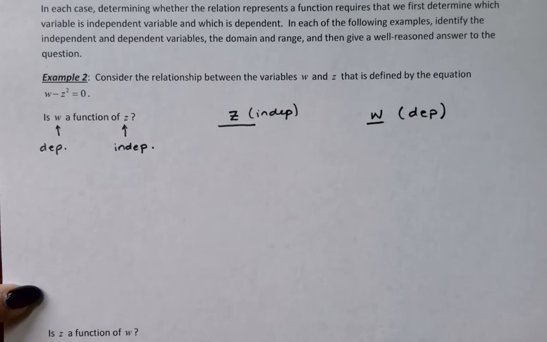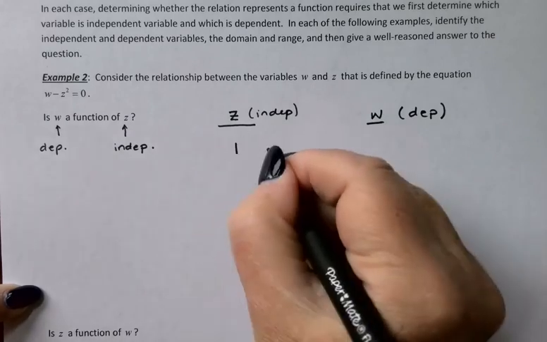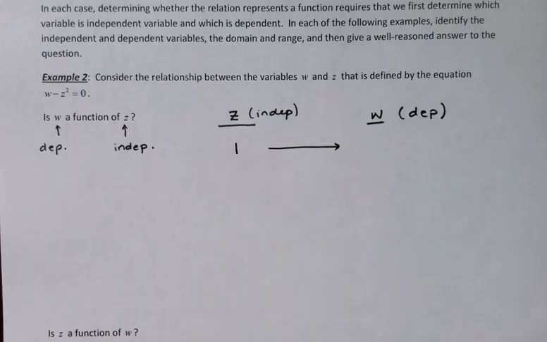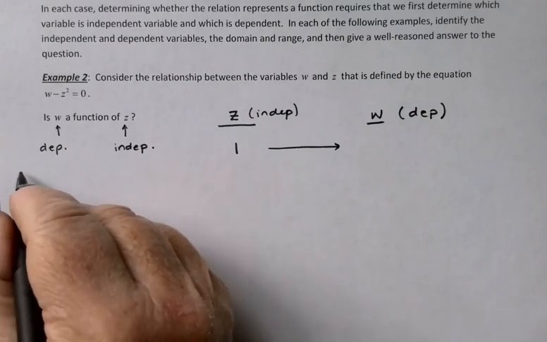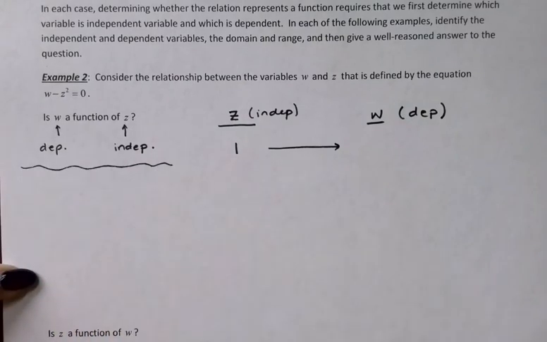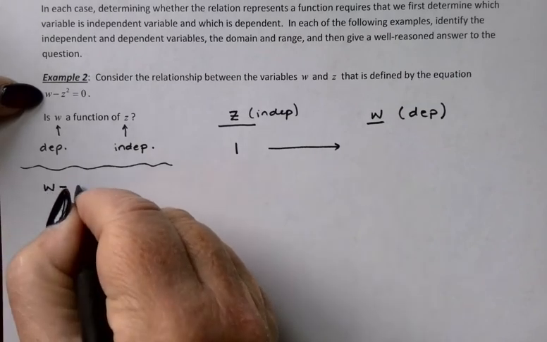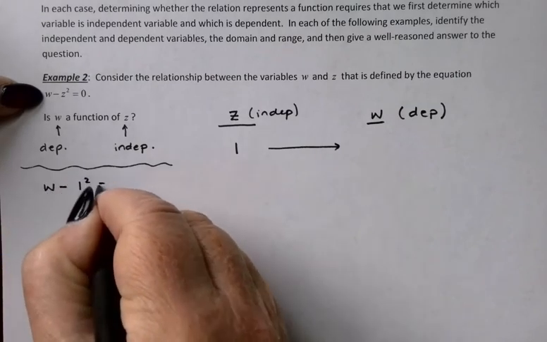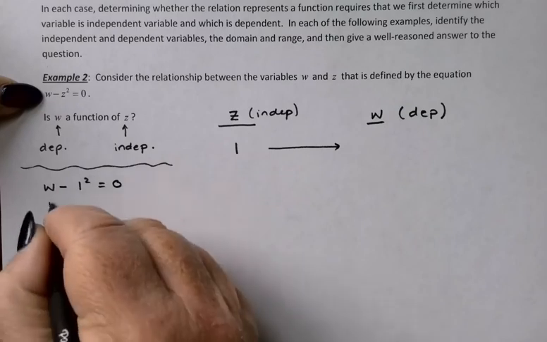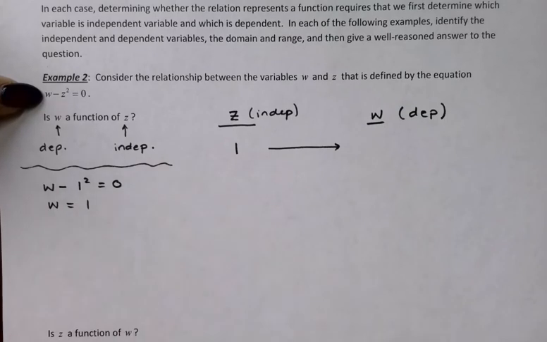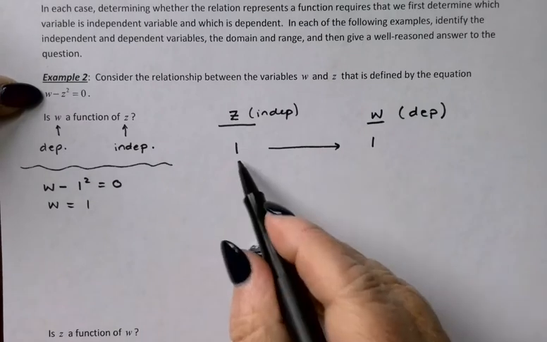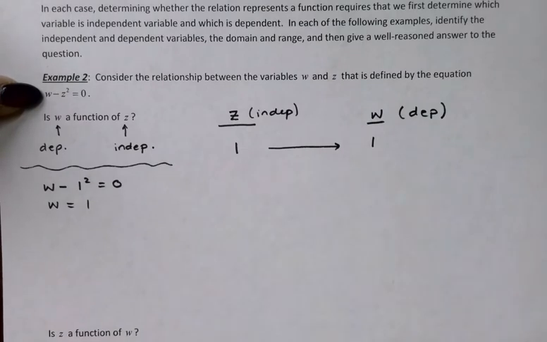And we'll just go ahead and make a few up. Let's say that z is 1. Well, I'm going to do my math off to the side here. Looking at my equation, w minus 1 squared equals 0 just says w equals 1. So far so good. I had one input, and it led to only one output. Let's try a couple more.